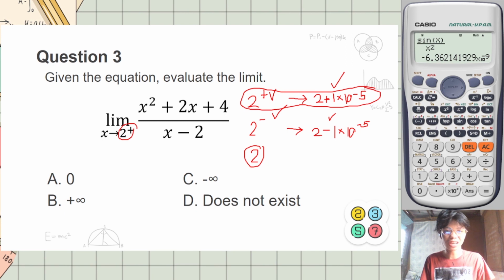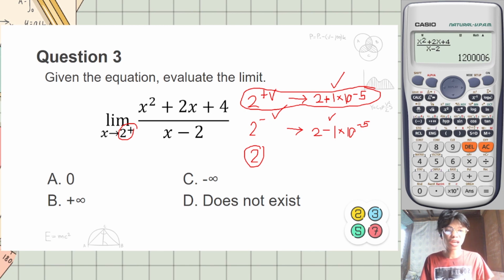In our calculator, let's enter the function. Wait, let's clear first. x squared plus 2x plus 4 all over x minus 2. Press CALC again. We will use the CALC function. Since it is 2 positive, 2 plus 1 times 10 raised to negative 5. Press equals. The answer is a big number, which is 1200006. This means that when it is a big number, it is approaching positive infinity.